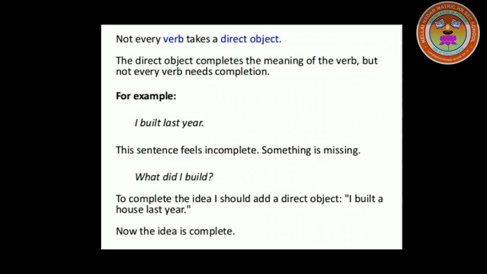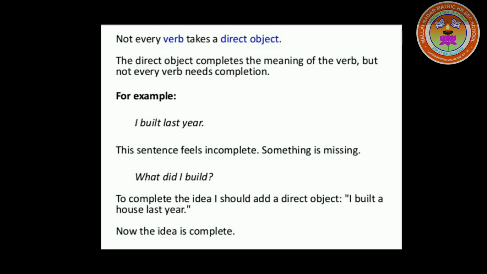Not every verb takes a direct object. The direct object completes the meaning of the verb, but not every verb needs completion. So that means, without a direct object, if the sentence is not over, then it requires a direct object to complete it. In some other cases, the direct object is not required, and the sentence will still be meaningful.